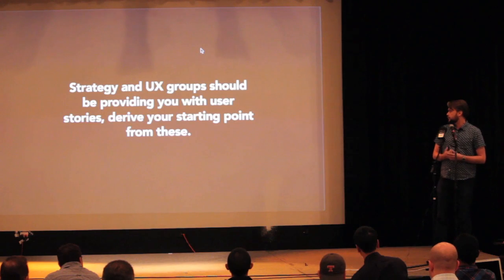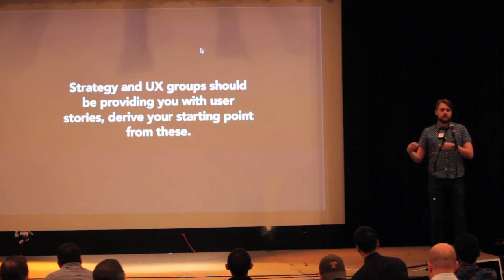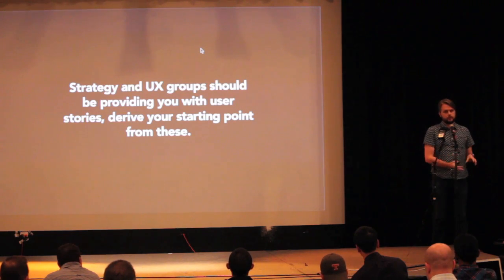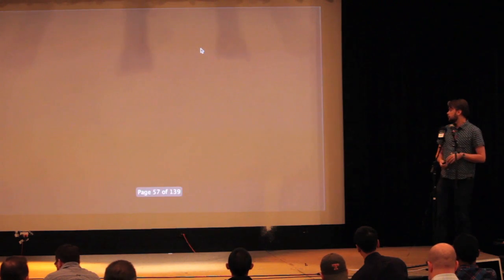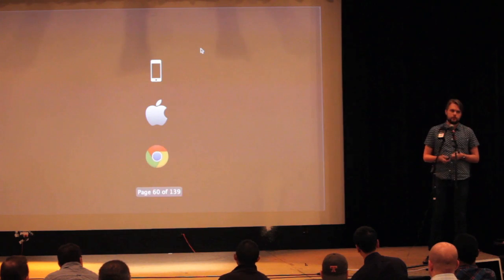Strategy and UX groups should be providing you with user stories, and you can derive your starting point from these. So like I said, come up with some data, and then figure out where your biggest subset of traffic is coming from. For us, like I said, we started with mobile, we started with OS X, and we started with Chrome. This was what we defined as our ideal starting point.